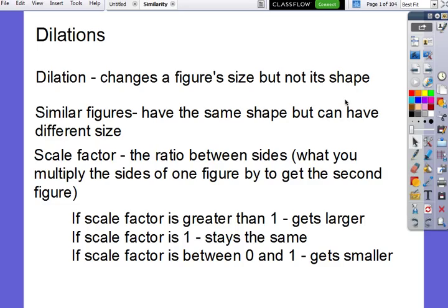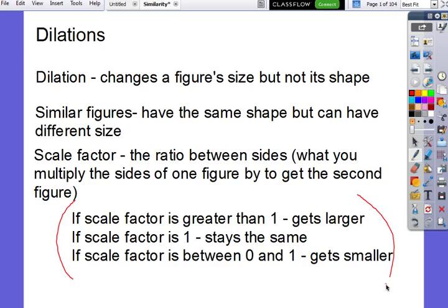Make sure that you know that right there. I'm telling you today, it's going to be on a quiz and a test later. If the scale factor is greater than 1, the figure is going to get bigger. If the scale factor is 1, what happens when you multiply by 1? Stays the same. If you multiply something by 1, it doesn't change. If the scale factor is between 0 and 1, it gets smaller.